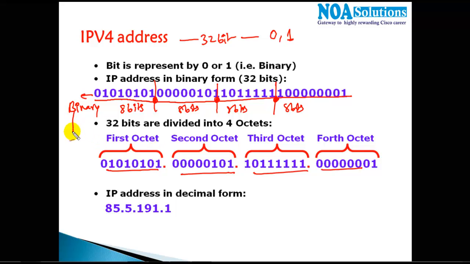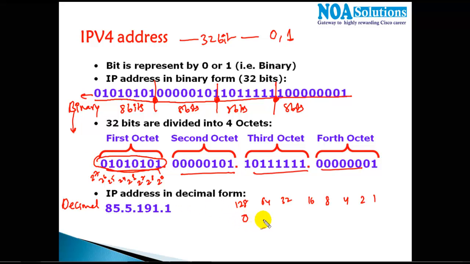To simplify that, for our easy understanding, this binary format is converted into decimal format. How do we convert to decimal? We write 2 power 0, 2 power 1, 2 power 2, 2 power 3, 2 power 4, 2 power 5, 2 power 6, and 2 power 7. That is nothing but 1, 2, 4, 8, 16, 32, 64, and 128. And if I write this number here, it's 0, 1, 0, 1, 0, 1, 0, 1.